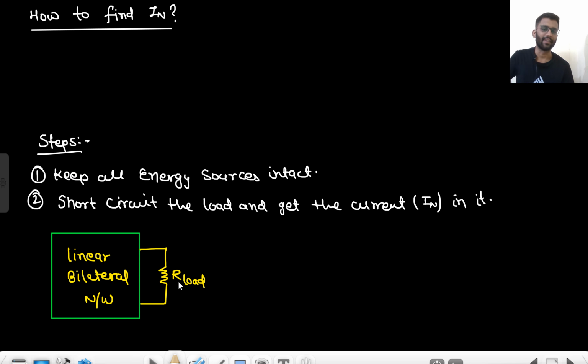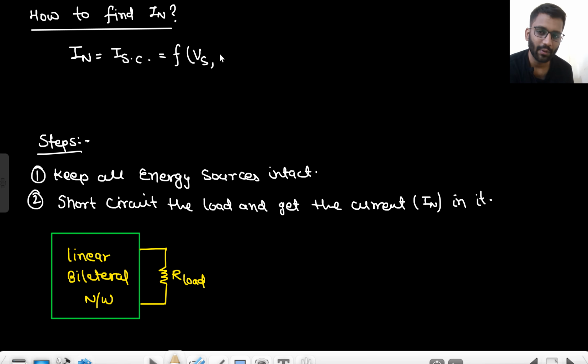Now how will you find IN? What was VTH? VTH was the open circuit voltage, right? What is IN? IN is the short circuit current. We can't highlight open circuit current because open circuit current is 0 only. So IN is a short circuit current, that is a function of source voltage or source current. So what is ISC?